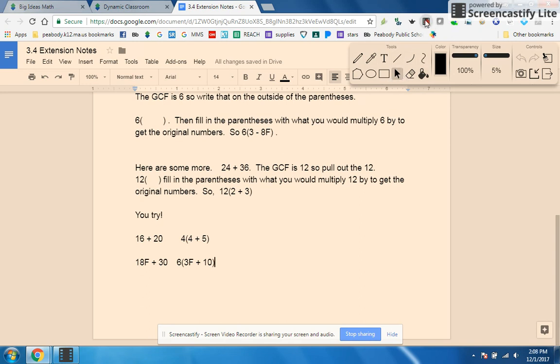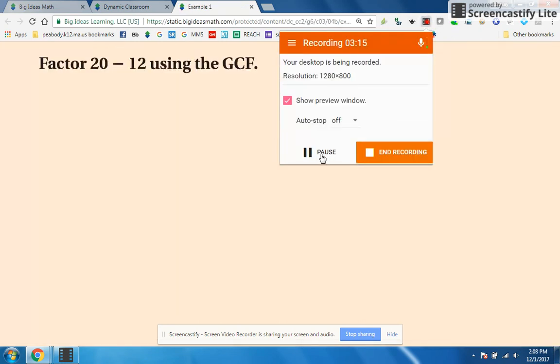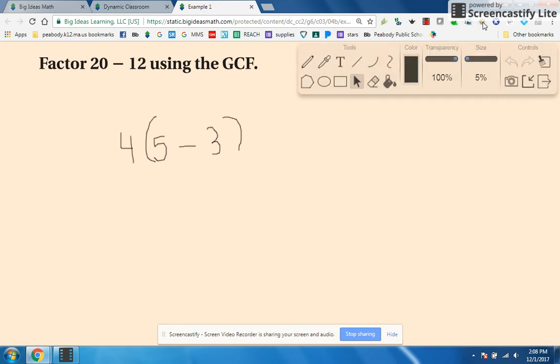Okay, so let's try some from the book. Let's try this example from the book. It's saying that we want to do 20 minus 12 using the GCF. I don't know where this came from, so I'll just erase that. So let's try a list. We have to find the largest number that goes into 20 that also goes into 12. So if I figure out my factors of 20, the largest one that goes into 12 is 4. So that's going to be my GCF.